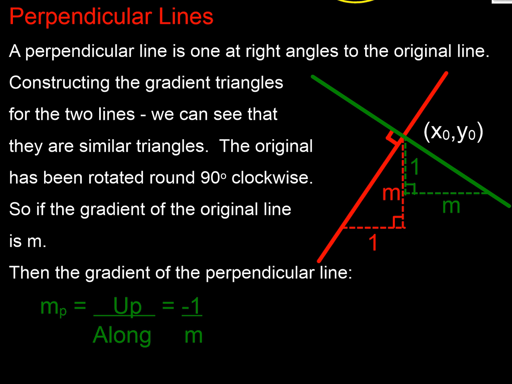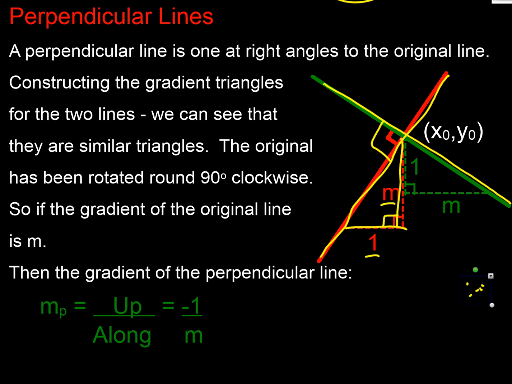Okay, what about a perpendicular line? If the baseline we're working off is this red one, our gradient triangle, if I draw it in, is going to be 1 and m. If I want a line that's perpendicular, that is at right angles, you can see that what I've actually done here is rotate my gradient triangle 90 degrees clockwise. You can see quickly these are similar triangles, because that angle there is going to be the same as that angle there, just because we've got 90 degrees in this corner here.